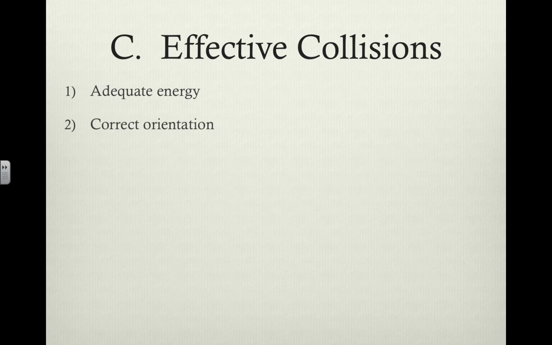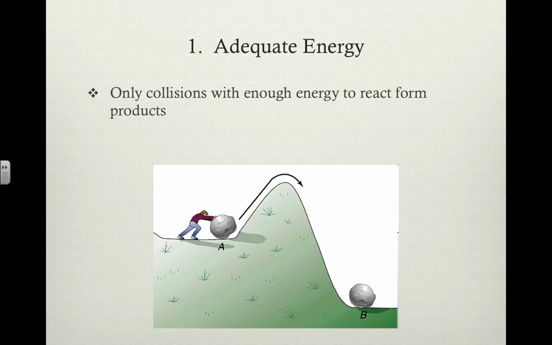So effective collisions, because molecules have to collide in order to react. And so we're talking about the rate of reaction. So how do we get those reactions? The molecules collide. They have to have adequate energy and correct orientation. So let's talk about what those mean. Adequate energy: only collisions with enough energy to react are going to form products. So not every collision is successful.